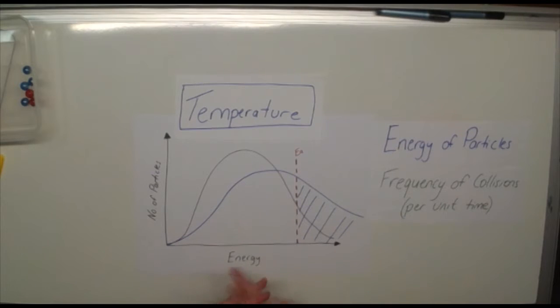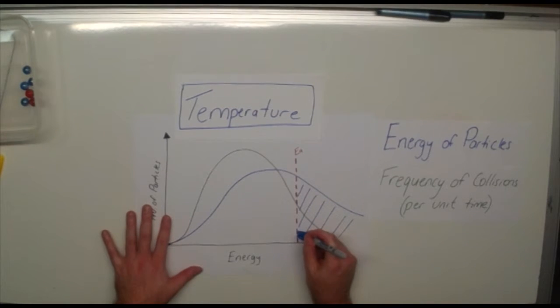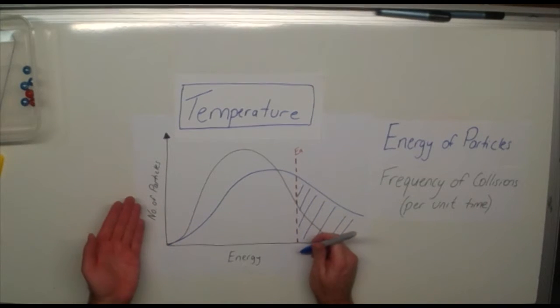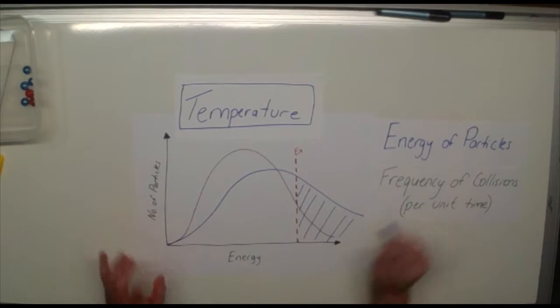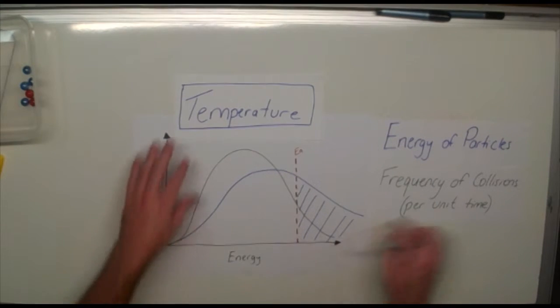And there's also going to be more collisions occurring per unit time, okay, because they're moving faster. Doesn't change our activation energy at all. Doesn't change the orientation of the particles. Just affects the energy of them and the frequency of collisions. So that's temperature.